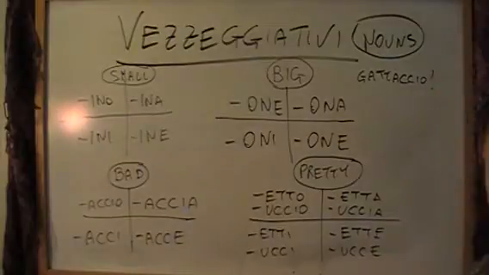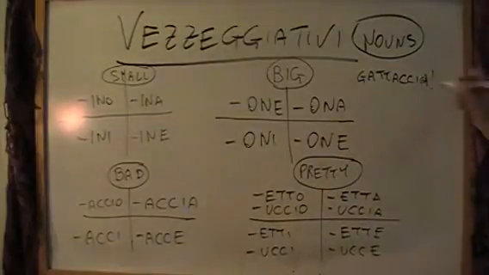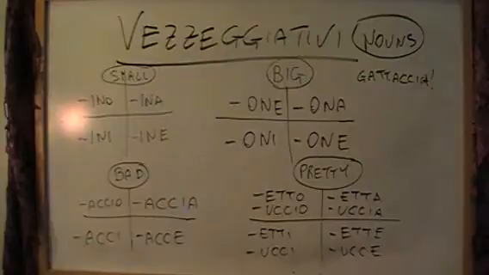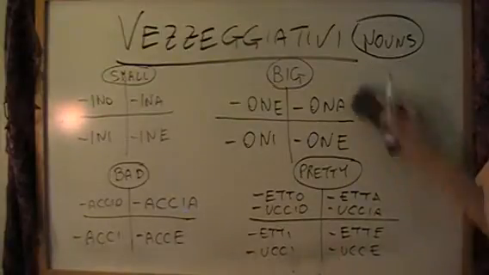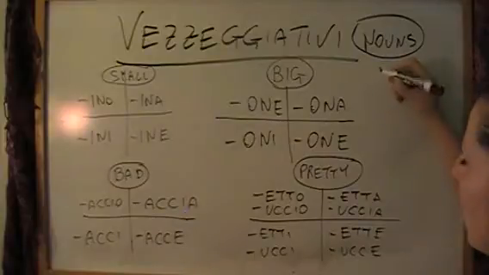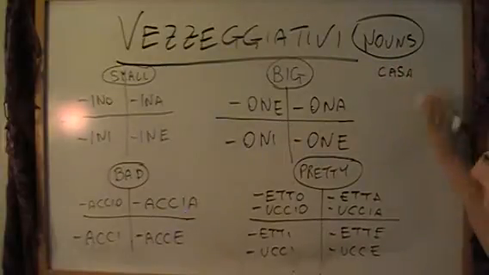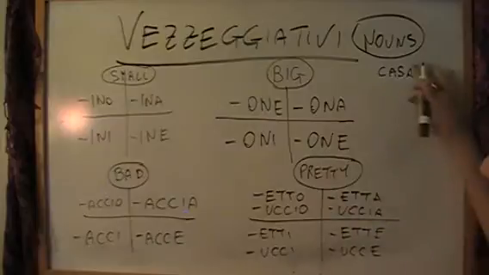Gattaccio, bad cat, or gattaccia if it's a female, gattacci, gattacce. Here with gatto this doesn't work. Pretty is the most difficult. It works just with a few words. For example, another word that works with a lot of them is casa. Here casa works with casetta.